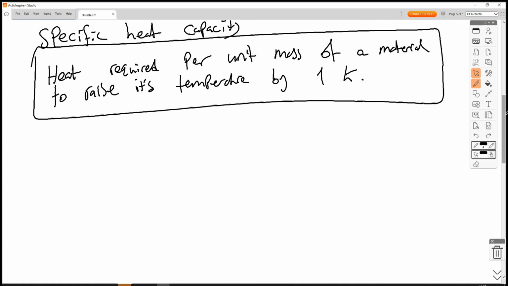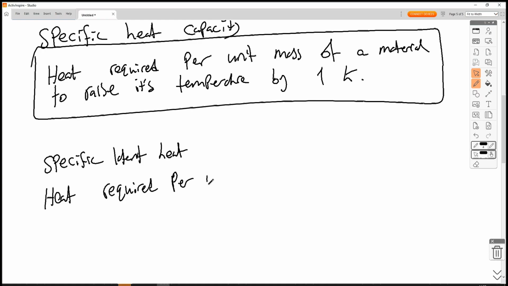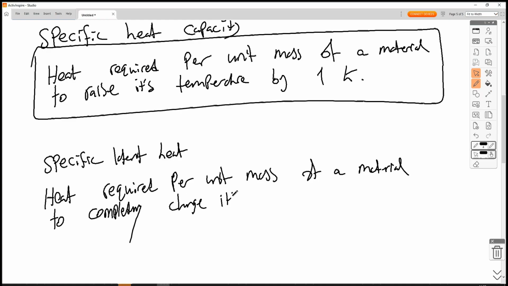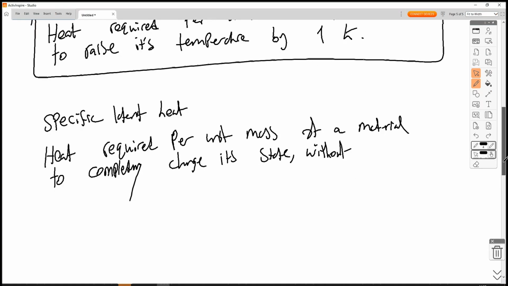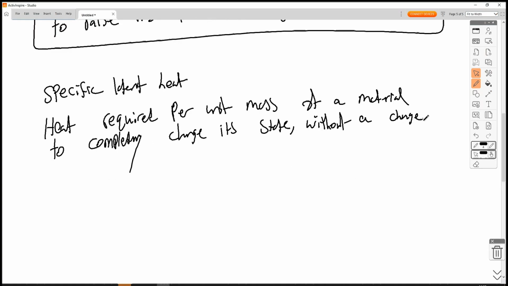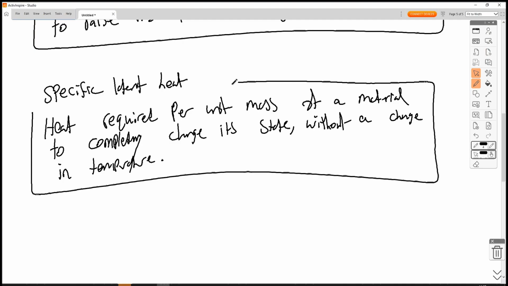Then for specific latent heat, this is the heat required per unit mass of a material to completely change its state without a change in temperature. And that's the end of 6.2.1.